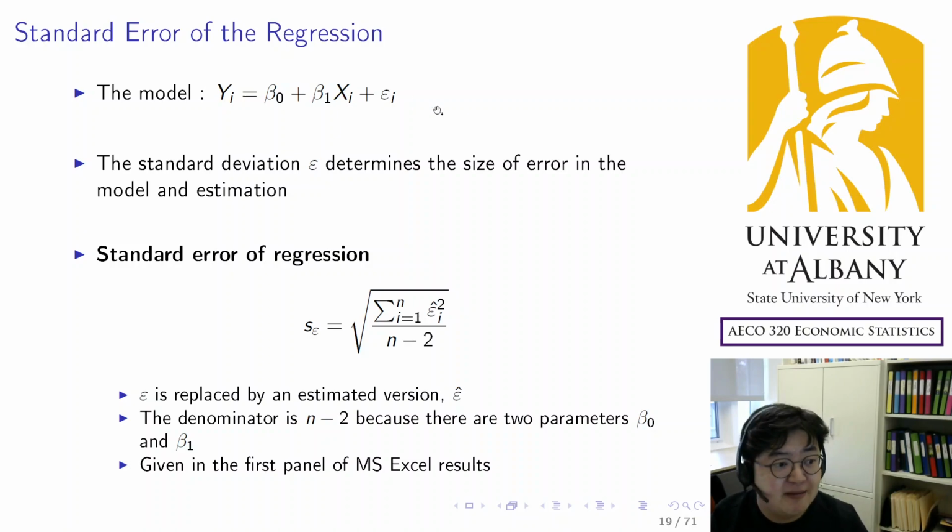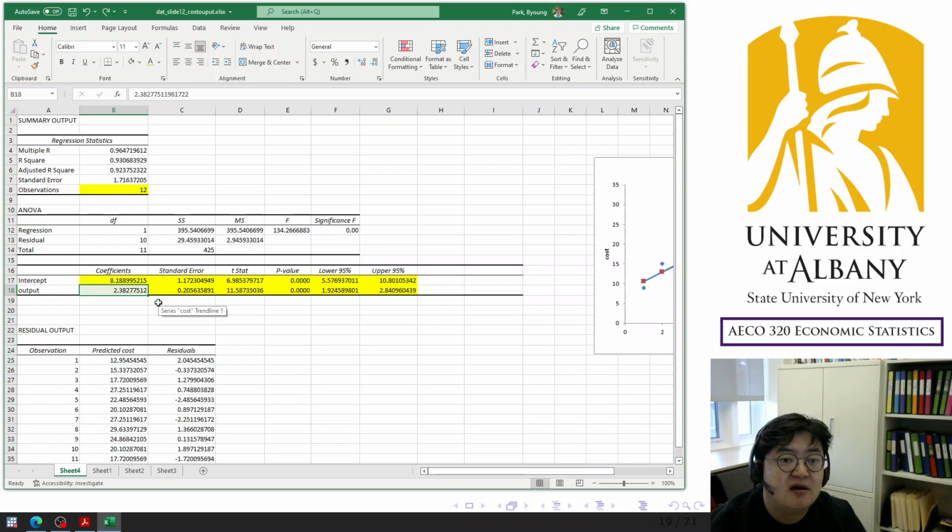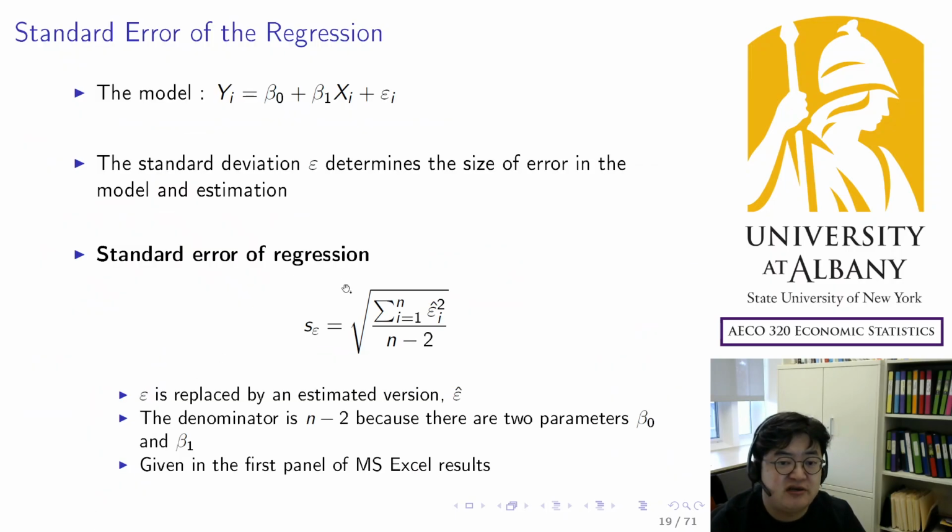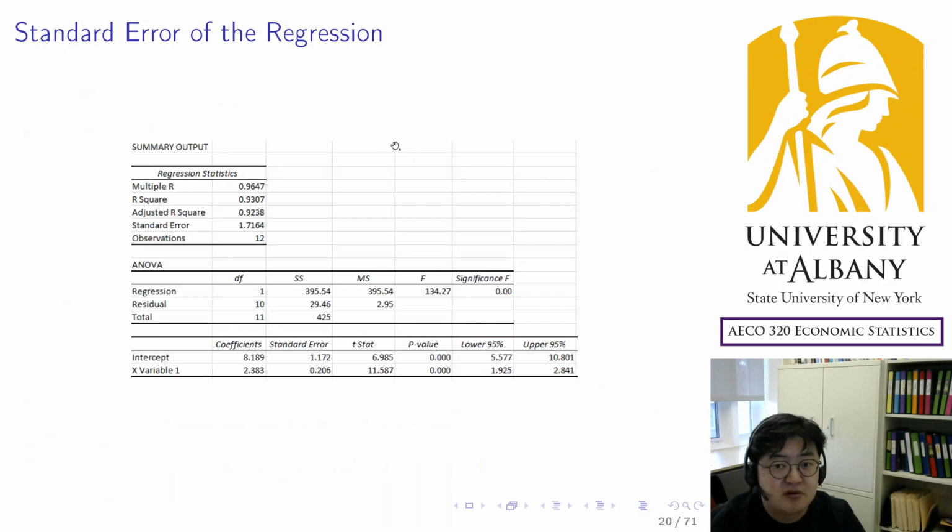When you have more parameters calculated before calculating the standard deviation, the denominator will be smaller. You need to subtract more if you need to estimate more parameters. Okay, so this standard error is given in here. This is the standard error of the regression, the standard deviation of this epsilon, right? So we learned this.